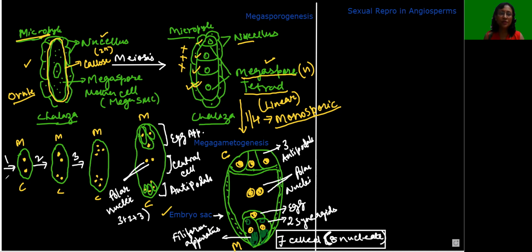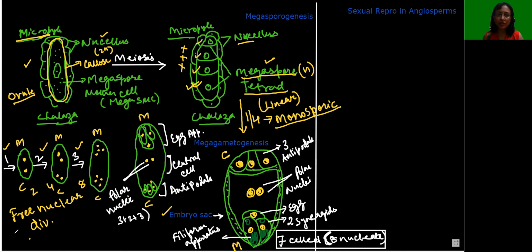Fine. Now, in megagametogenesis, there is a series of mitosis. As you can see, in the first mitosis two nuclei are formed, in the second mitosis there are 4 nuclei, and in the third there are 8 nuclei. These nuclei are formed by free nuclear divisions. There is no immediate cytokinesis or wall formation. So 2, then 4, and then finally 8 nuclei are visible here.